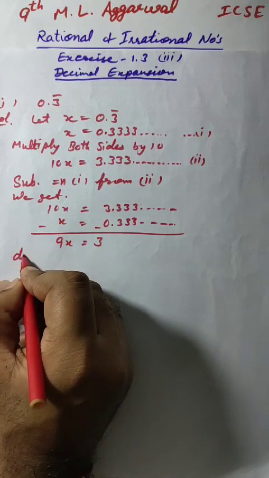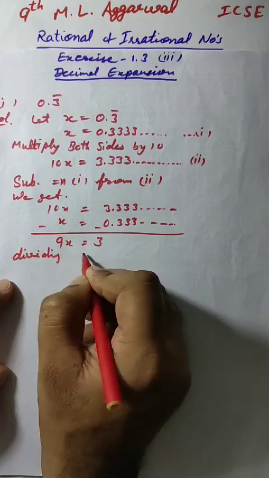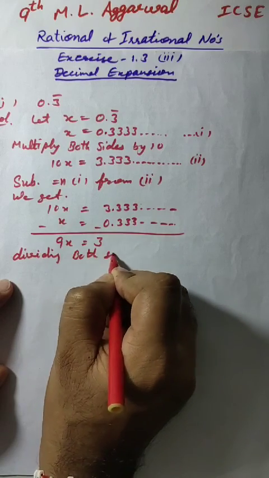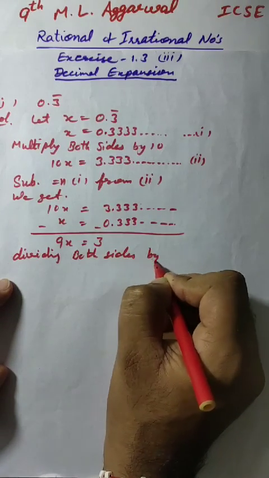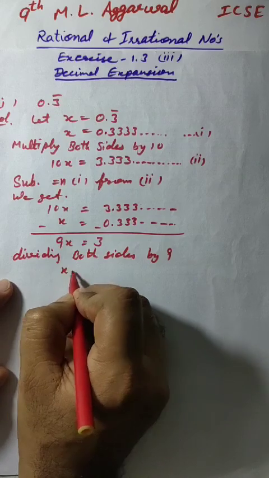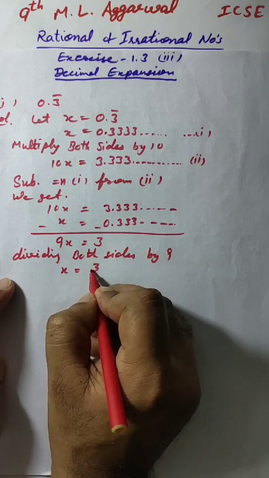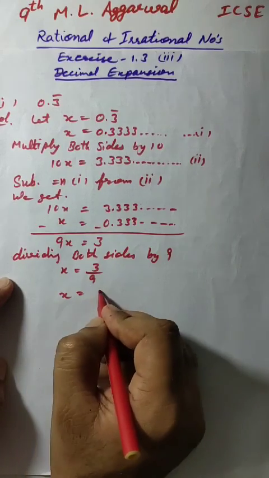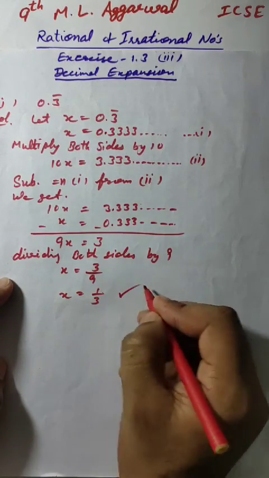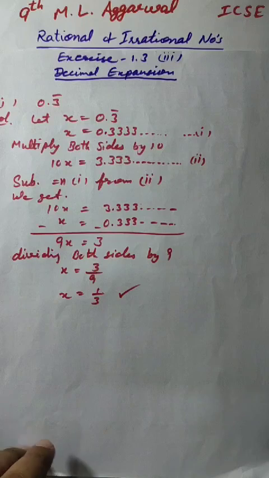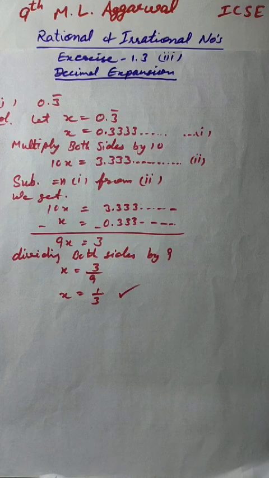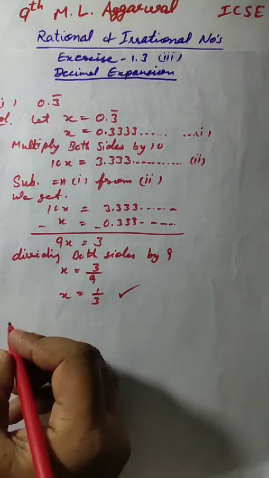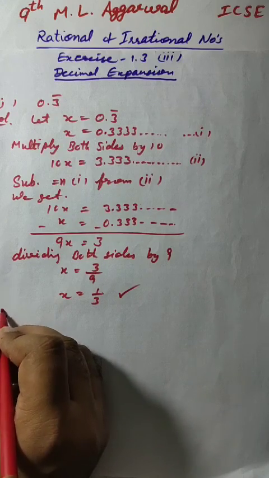Now dividing both sides by the number 9, we get x on the left hand side and 3 by 9 on the right side. After solving, we'll get 1 by 3. This is the required fractional number. Now let us do another example.